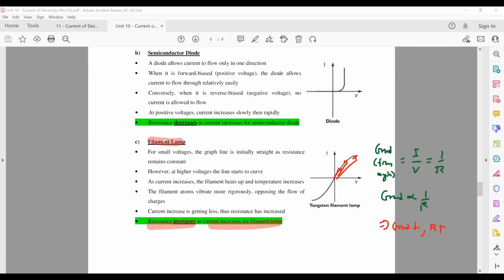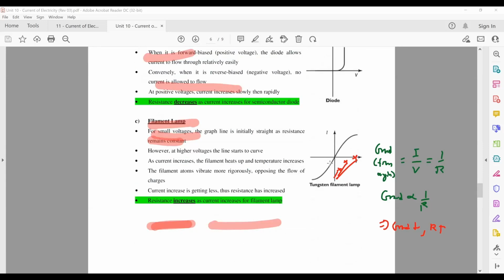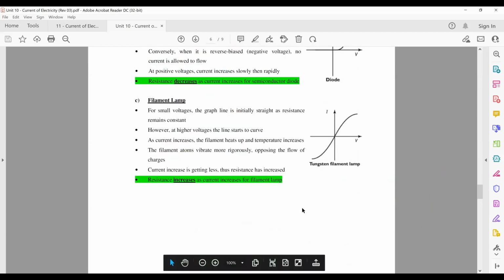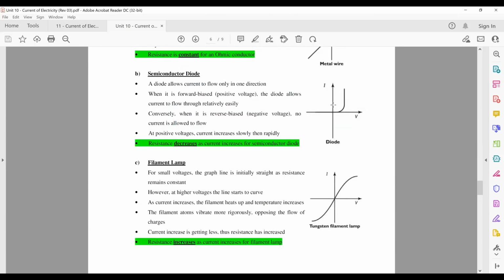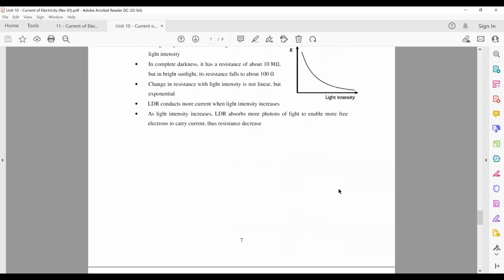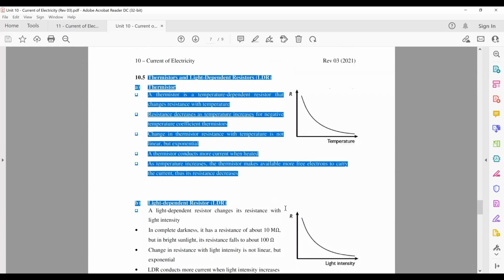So for the filament lamp, resistance increases; for the semiconductor diode, resistance decreases; for an ohmic conductor, or rather a metallic conductor at constant temperature, resistance is constant. You need to know these graph shapes if you're asked to reproduce them, and you need to know how to deduce whether the resistance is increasing or decreasing from the graph shape. Okay, so that one is okay. Then we go on to some other stuff.